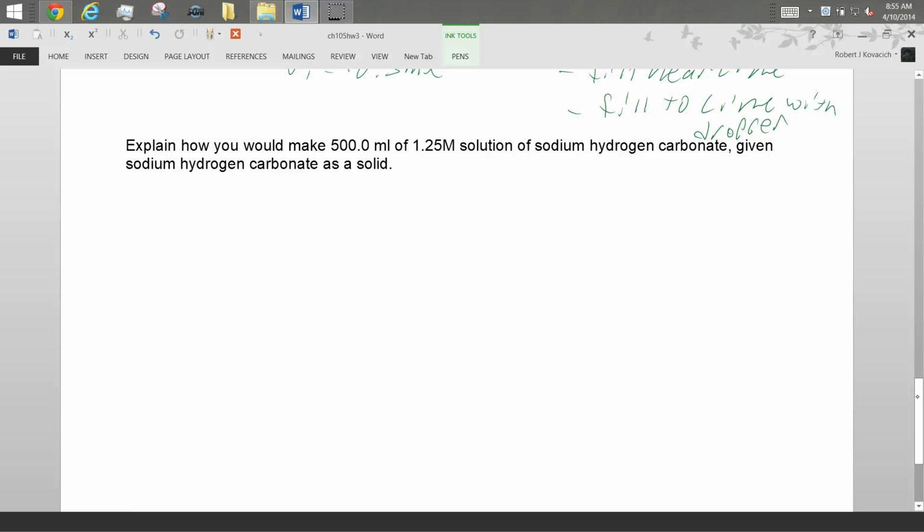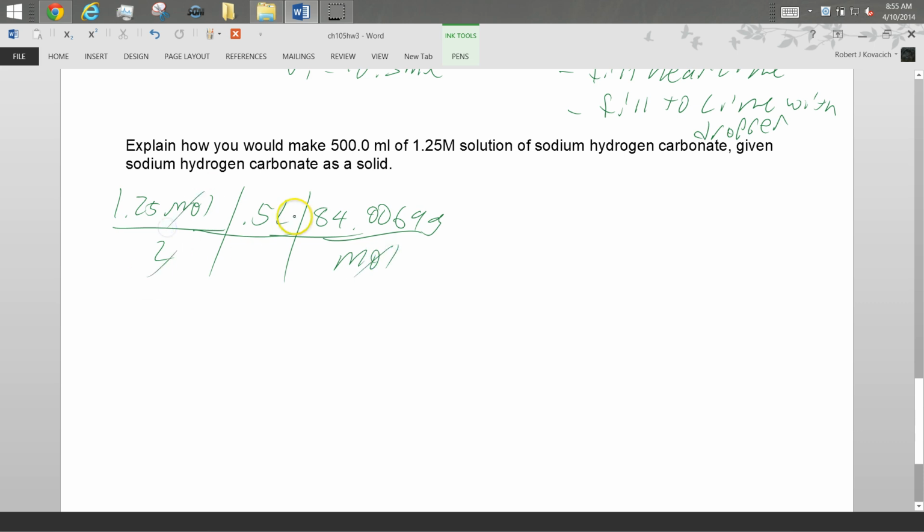So I want to make a 1.25 molar solution. Okay, so I've got a 1.25 moles per liter, and I've got 0.5 liters, and I've got 84.0069 grams per mole. So the moles cancel and the liters cancel out, and I've got grams. So that's times 0.5 times 1.25. So I got 52.5 grams.